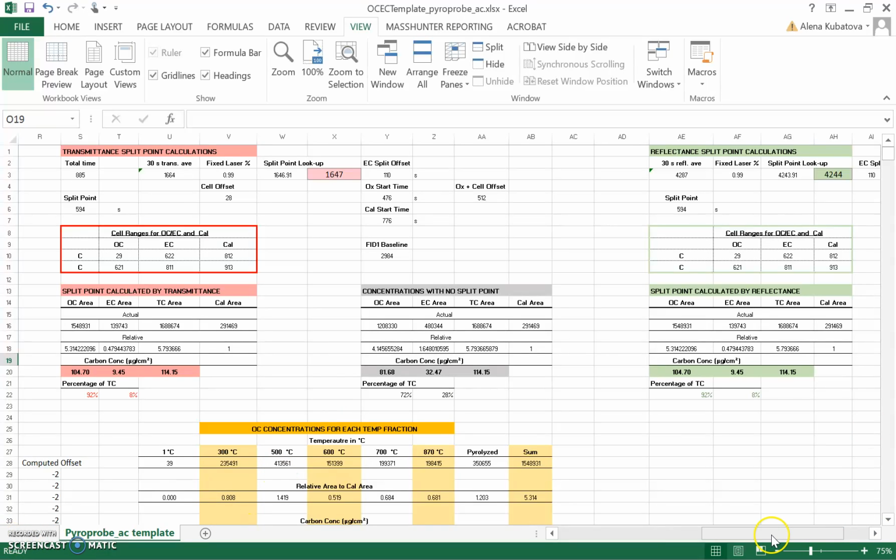So this is just something to be aware of when you're analyzing your samples with this Excel template, and that you should make sure that you know if you expect to see a split point calculation with your sample or not. And if you don't, then you can simply look here at this gray box where it says calculations with no split point, and then you can simply take the organic carbon concentration and the elemental carbon concentration, and then you have your total carbon concentration. So you can use those values for your sample and know how much organic, elemental, and total carbon you have in your sample.